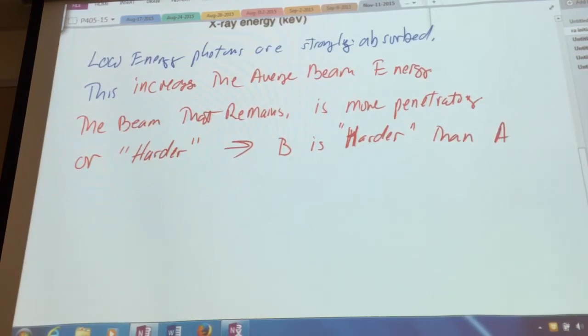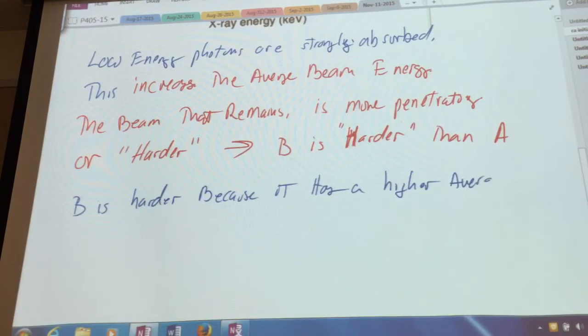And so to put that in the words that we're using, we would also describe it as B is harder than A. Why is B harder? Because it has a higher average energy. It does not have a higher maximum energy. Let's be really clear on that point. We're saying that B is harder than A.